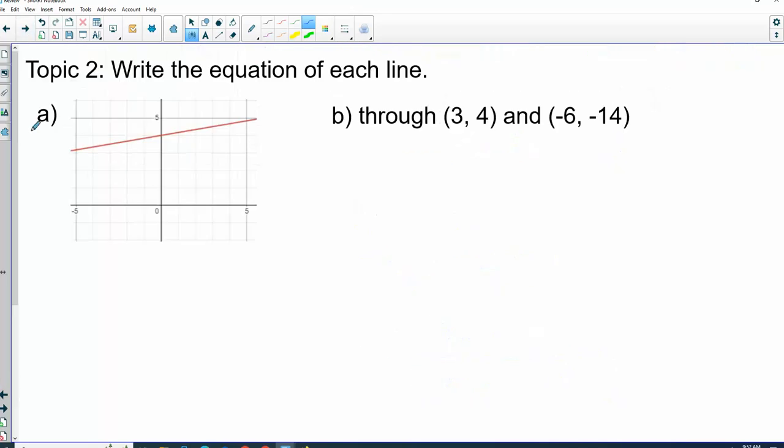We have equations of our lines. So we know our equation, we usually want y equals mx plus b at the end. So if I give you the graph, it's just a matter of looking at this graph and finding the m and the b. All right, who can tell me my m?